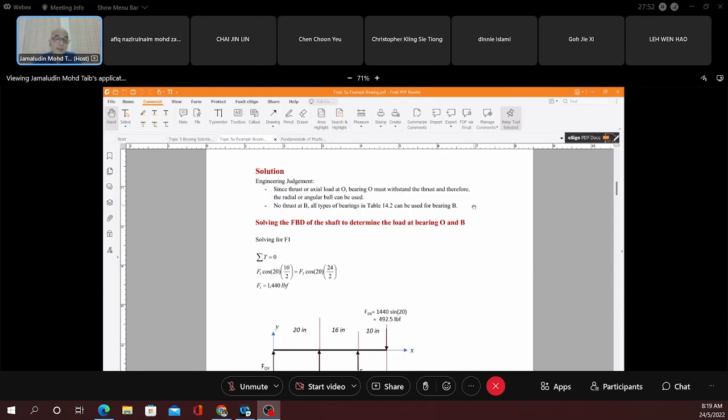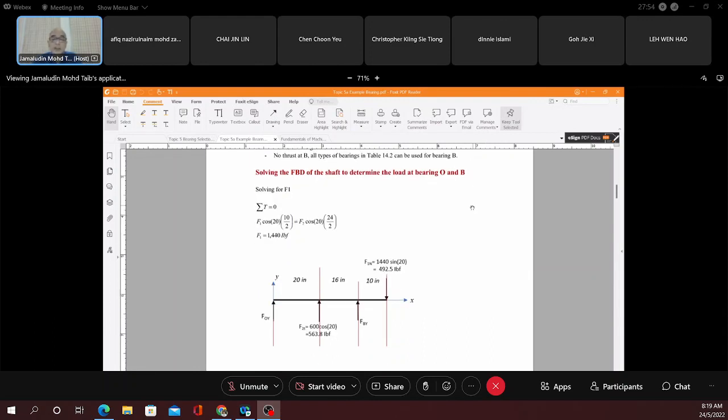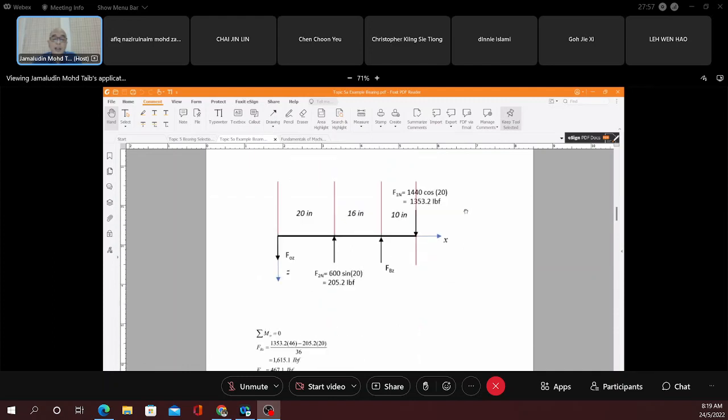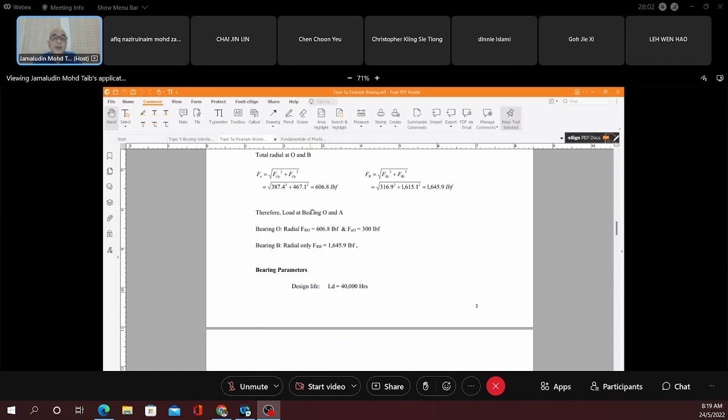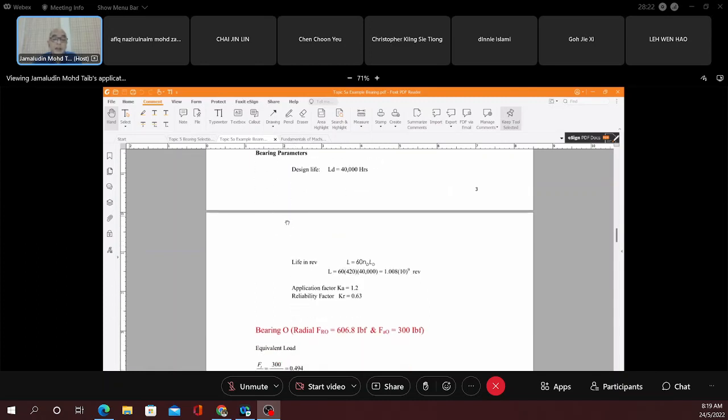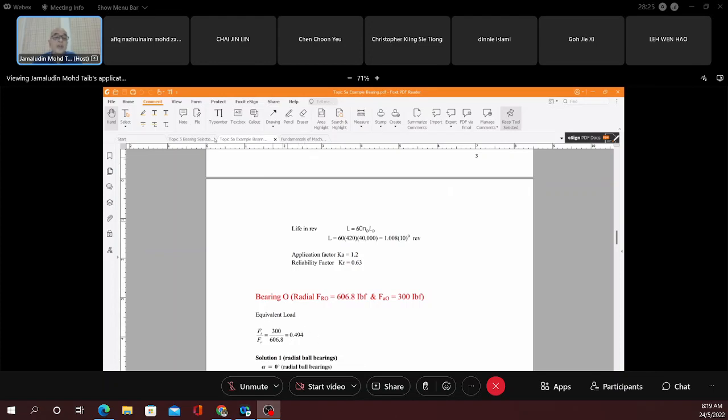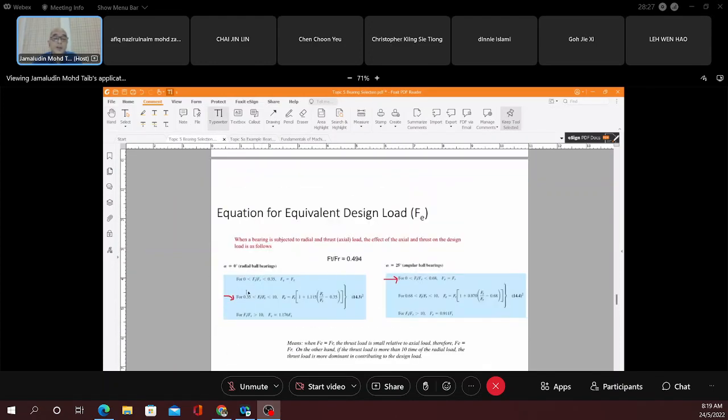This is a possible solution. Okay, this is the basic free body diagram. Then we found out that this will be the load. For example, at O there will be a radial load 606.8, the axial load will be 300, and the bearing will be radial 1000. Bearing B, radial only, 1645.4. Okay, the ratio will be this ratio. I think we are okay. The ratio is going to be 0.494. When we have 0.494, we're going to use different formulas.